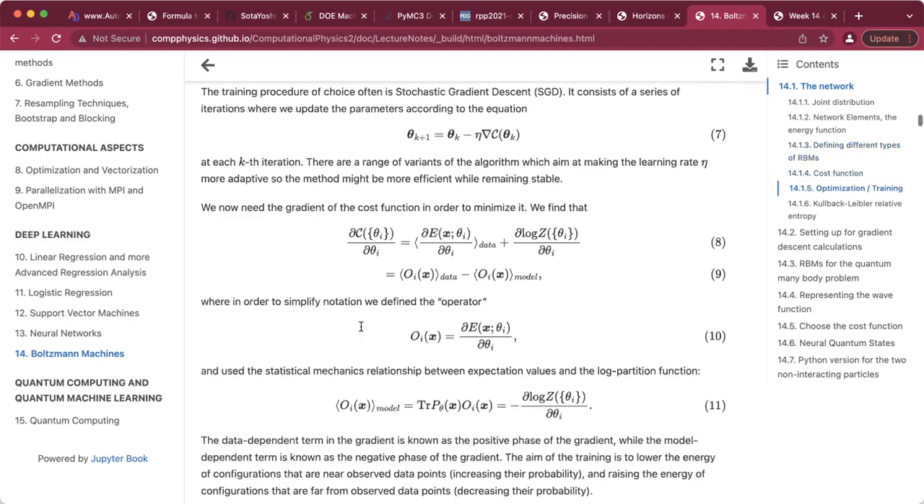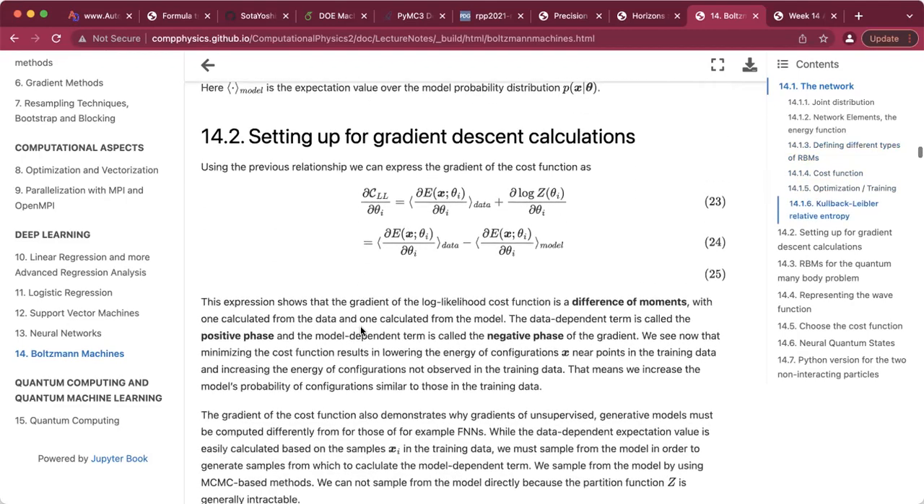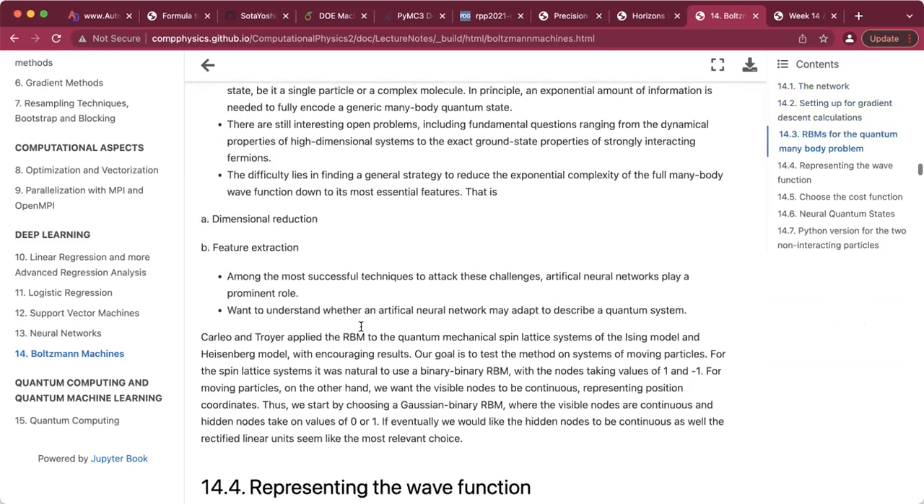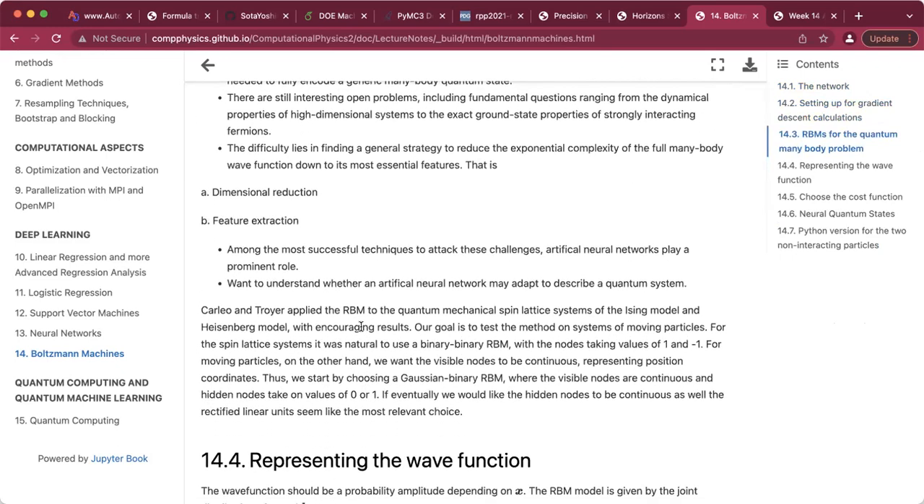So let's go down a little bit in the slides here. I'm just going to skip this function which you have here. If we now do a quantum Boltzmann machine, this is very much based on the article by Carleo and Troyer. They applied this to quantum mechanical spin lattice systems of the Ising model and Heisenberg type. And I know that some of you are actually dealing with that. In that specific case, they implemented a binary restricted Boltzmann machine.